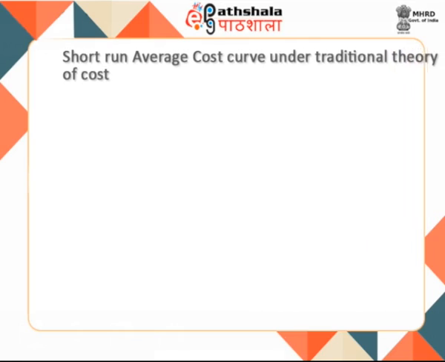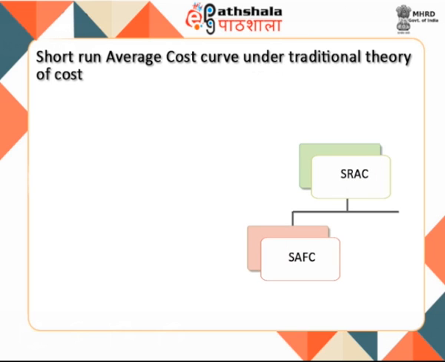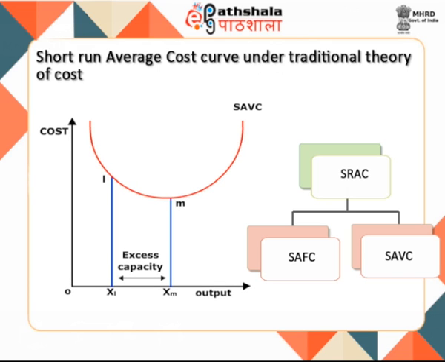Let us now first discuss the shape of the average variable cost curve under the traditional theory of cost. The short-run average costs consist of the average fixed costs and average variable costs. Because of the U-shaped AVC curve under the traditional theory, the plant is designed to optimally produce a single level of output at the minimum point of the AVC curve. In case there is any departure from the optimizing output, there arises an excess capacity or unplanned capacity.